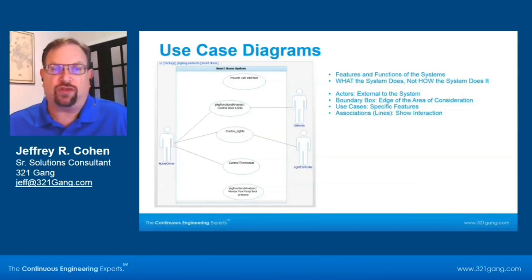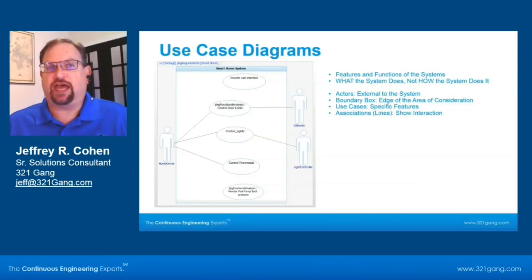Now, the interactions are the lines between the actors and the use cases. Those show that there is some interaction. We don't put an arrow on it to show which way it goes, because the forcing function, if you will, can go either in or out. And at this level, we don't care a whole lot. We will care later on. Right now, it's about showing that that interaction is there.